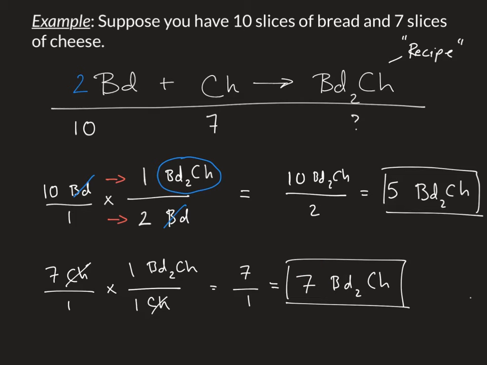And here's why. We only have 10 slices of bread. This means we can make up to 5 sandwiches. Once we make 5 sandwiches, guess what? We've used up all of our bread. So that means we can't make 7 sandwiches. With 7 slices of cheese, theoretically, we could make 7 sandwiches, but we don't have enough bread. We need twice the amount of bread as we have cheese to make a sandwich. If we have 7 slices of cheese, then we need 14 slices of bread, and we don't have that.